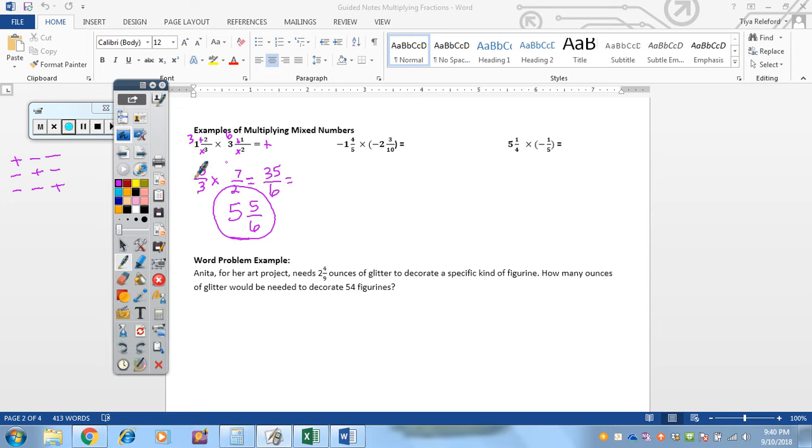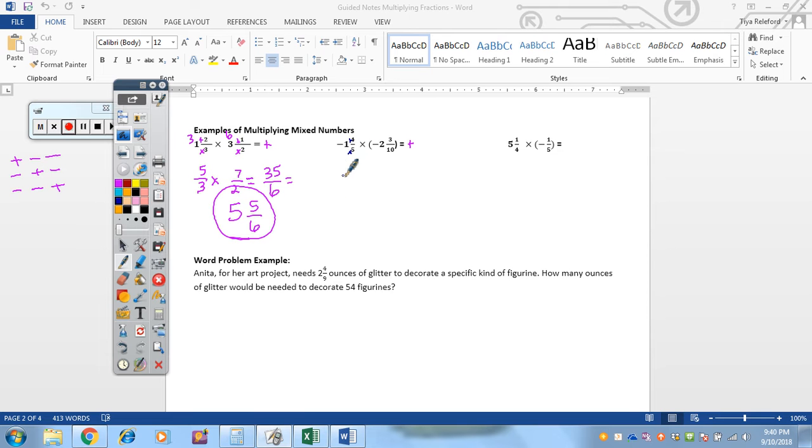All right, let's look at the next one. First of all, negative times negative. My answer is going to be positive. So I'm going to write my little plus sign there. And step 1 says I need improper fractions. So we're going to set up our Texas here.